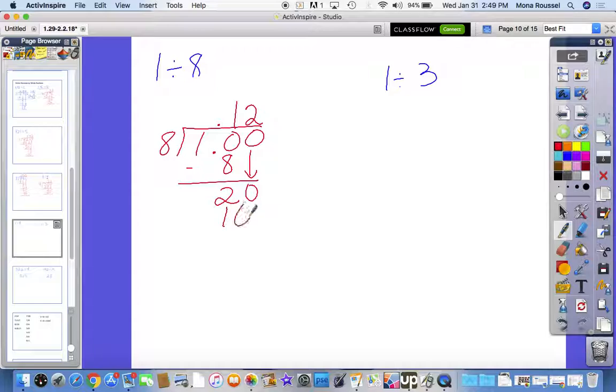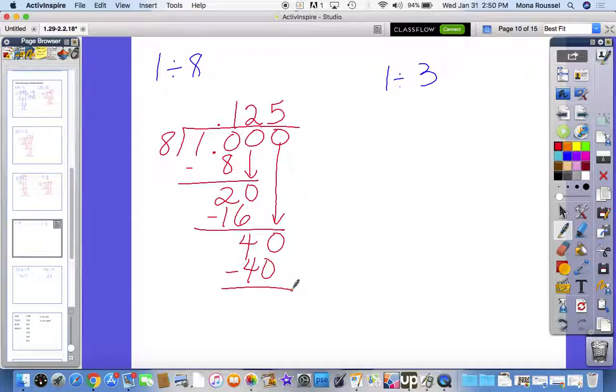2 times 8 is 16. So we get a remainder of 4, which is less than the divisor, but we still have a remainder. So sometimes we have to add more zeros in order to get rid of the remainder.